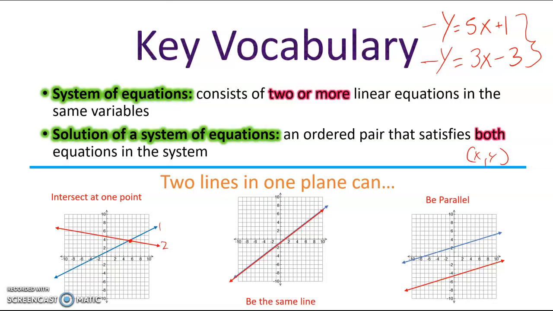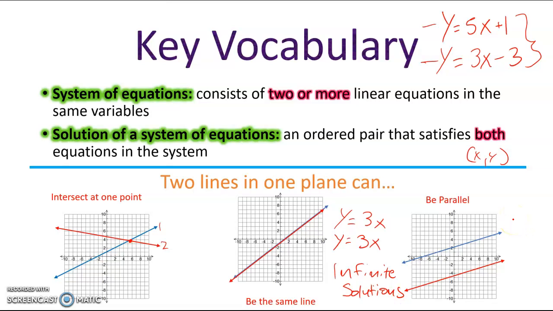Now, there's a couple different options. They could obviously intersect at one point. They could also be the same line. You could have a system where y is equal to 3x and y is equal to 3x. That's a system of equations, and that is the same line. We're looking at where the lines intersect, but if they're the same line, they intersect at every single point. So every single point would be my solution, which means infinite solutions if they are the same line.